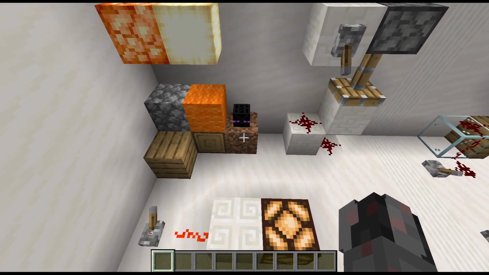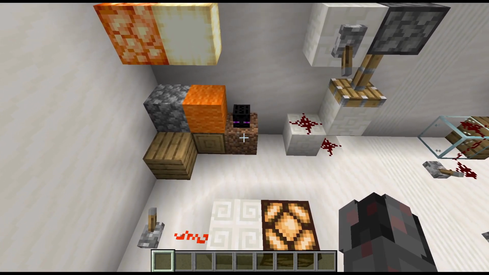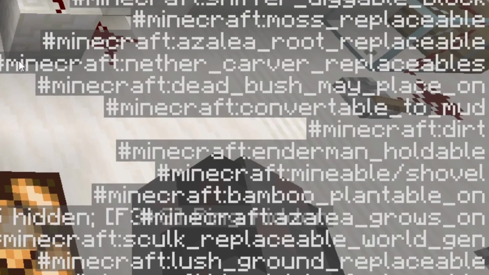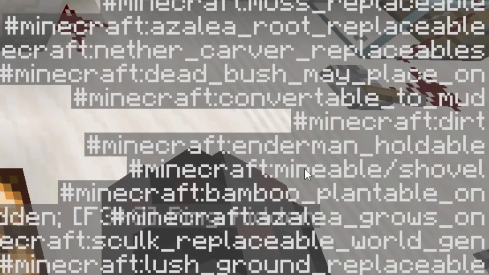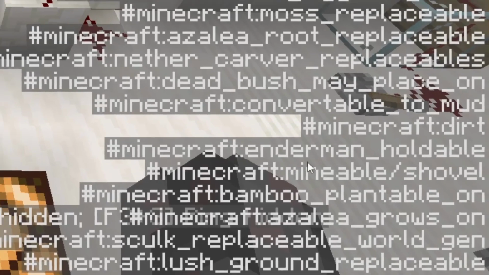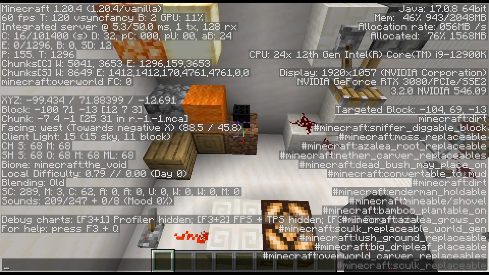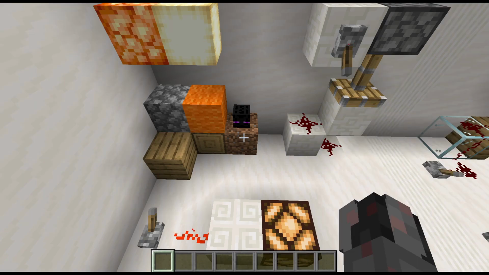One thing to keep in mind is that certain blocks can be picked up by Endermen, and those should be avoided. So if you go in the F3 menu and look at that block, you will see here on the right, Enderman holdable for the dirt. And that means an Enderman can go to your circuitry, grab that block, and break the circuitry. And that's obviously not something you would want. So those are blocks you should avoid.